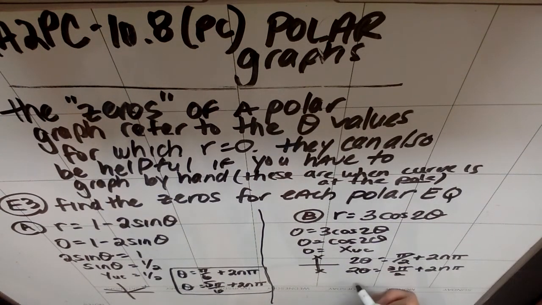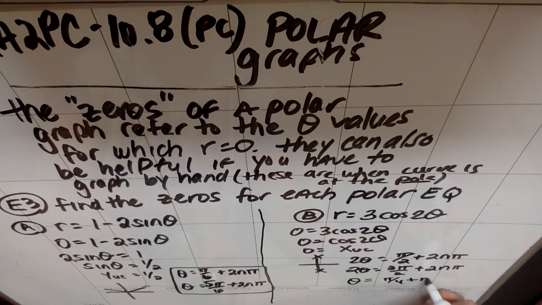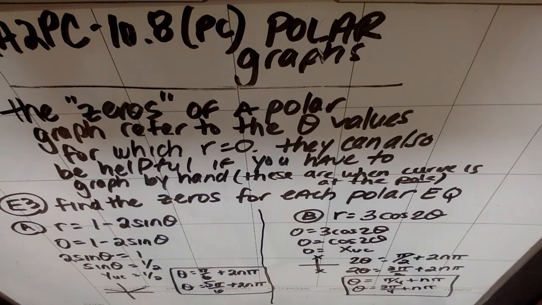If I solve both of these for theta, I end up getting that theta is pi over 4 plus n pi, or 3 pi over 4 plus n pi, and those are fine. I could give those answers together. But there's another way to do this, because in this rare circumstance where the two answers are 180 degrees or pi radians apart, I could actually write both answers as pi over 2 plus n pi.